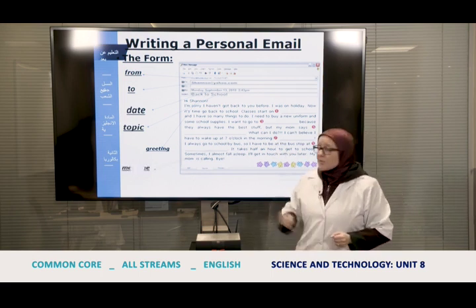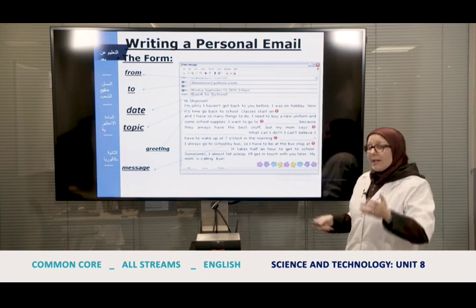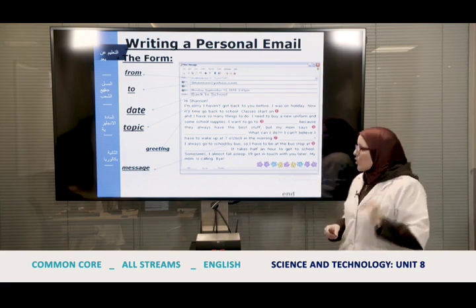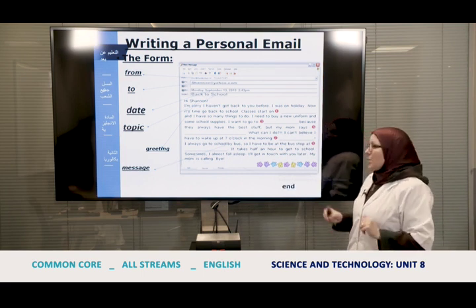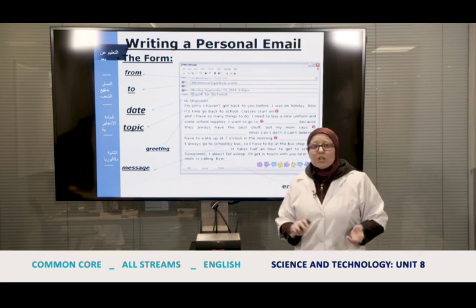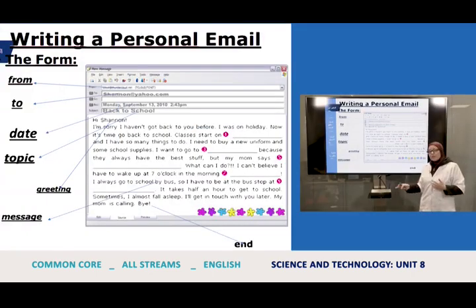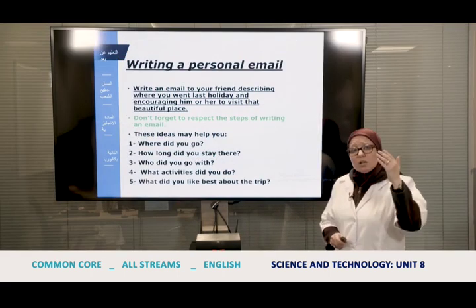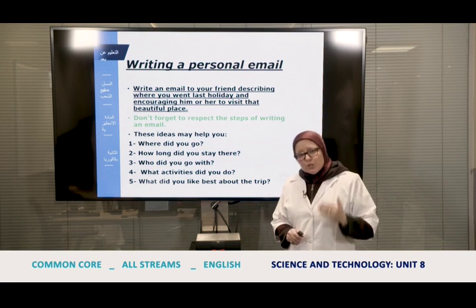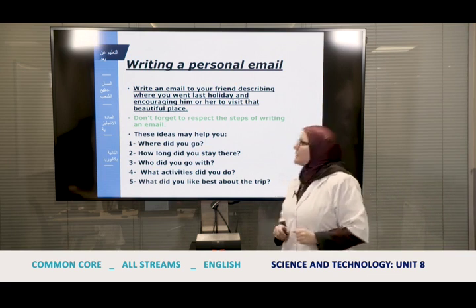Of course, then comes the message, okay? And when you finish, you close it with the end. You can write bye, as mentioned here. You can write your best friend and you write your name. You can write, for example, with love, my best wishes, of course, because since it's just informal. So these are the steps of writing a personal, informal email.